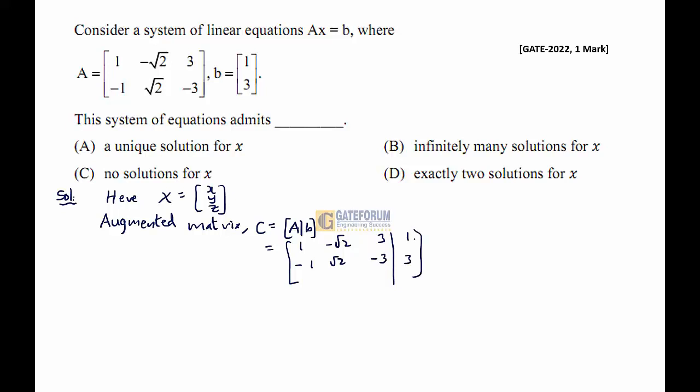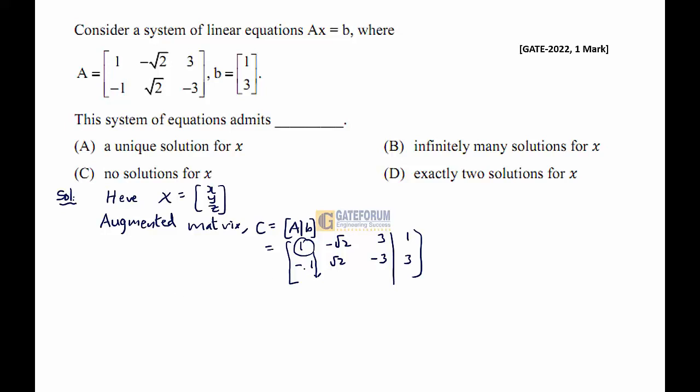So the last column is nothing but the B matrix. The remaining 3 columns are nothing but the coefficient matrix. This is the A matrix and this is the B matrix. So reduce this matrix C into row echelon form. This is the first non-zero element in the first row, so make the element exactly below it 0. That is, our target of row echelon form means elements below the diagonal are 0.